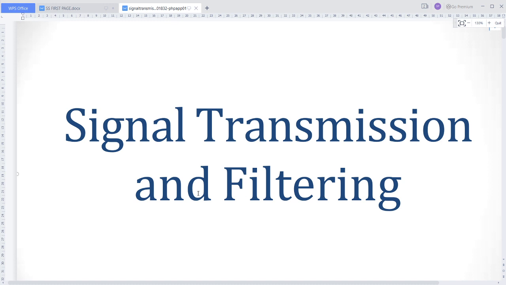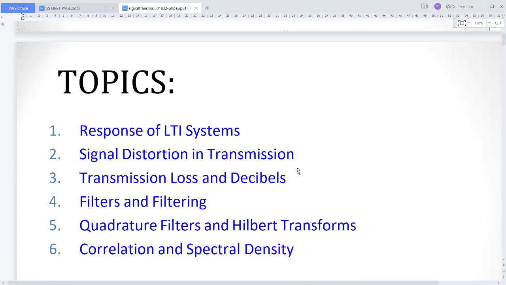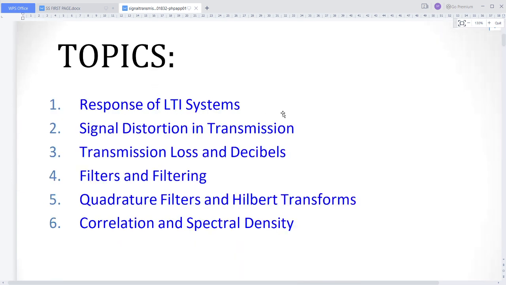We know that a system is nothing but an entity that takes an input signal and transforms it into the output signal. The two most important attributes of systems are linearity and time invariance. If a system is linear as well as time invariant, then that system is named as an LTI system. A system which is both linear and time invariant is called the LTI system, that is, the linear time invariant system.